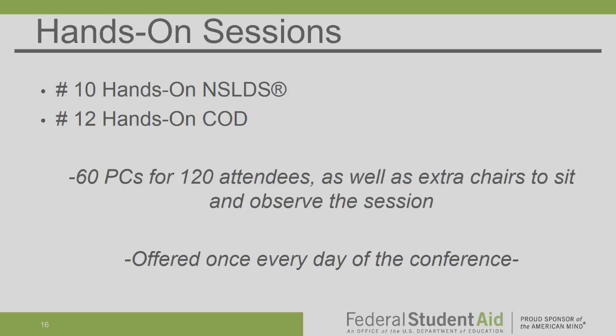60 computers, so there's room for 120 attendees. That means 2 people per computer to work through these exercises. There are extra chairs to sit in, and these are offered once every day of the conference. So if you are interested in these sessions, look at your program book to see what room they're in. Show up a little early because there's usually a line of people that want to get a spot at a computer.